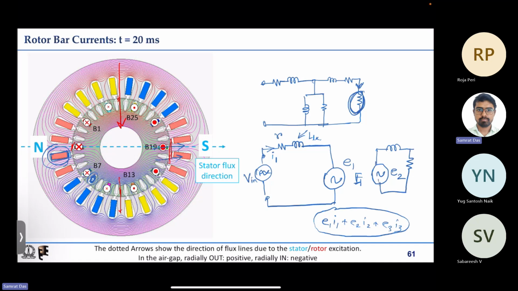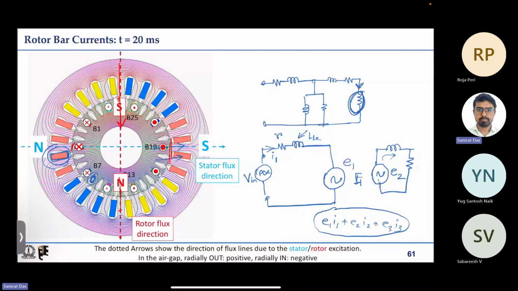So this voltage, the induced EMF, and this inductance and this resistance. There will be some current flow in each of these windings of these phases. Basically if it is a bar, then there will be some currents through the bars. And this is the rotor side model, the rotor side electrical equivalent circuit model for the induction machine.